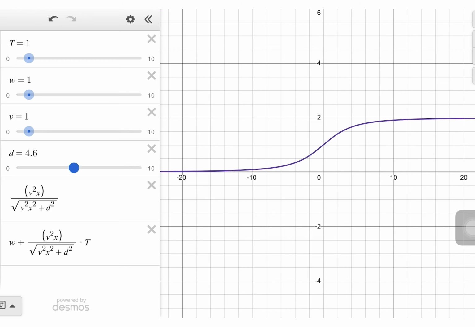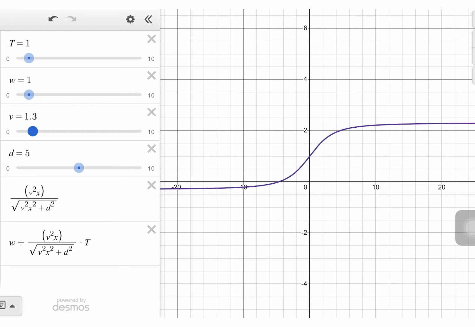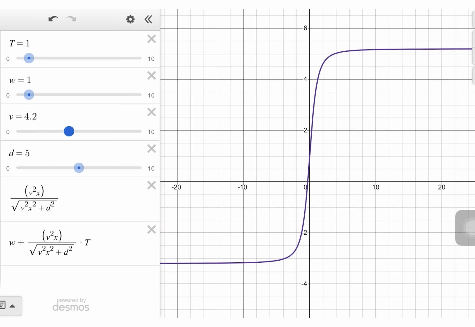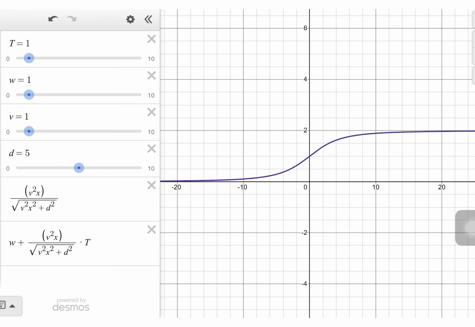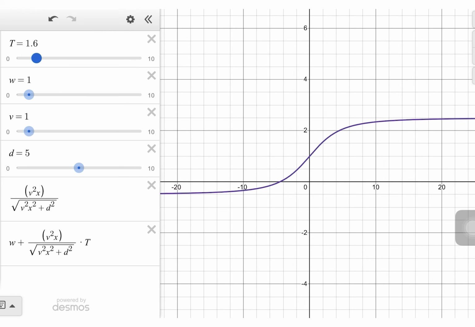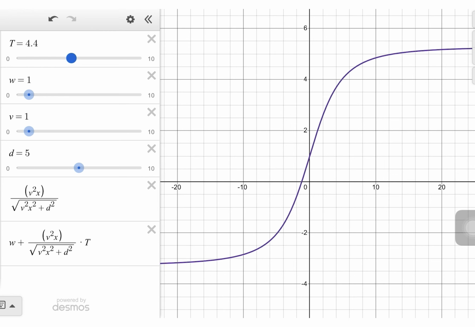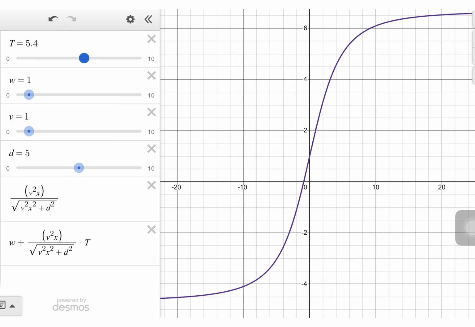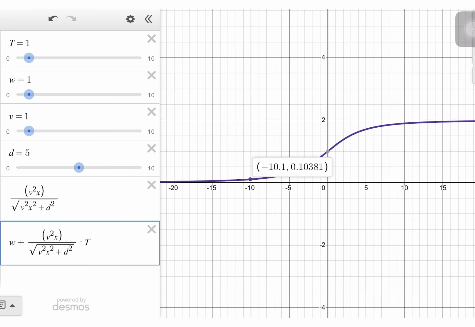If we make d longer, we see it takes more time for the graph to reach its horizontal asymptotes, which makes sense because it takes more time for h to approach L. If we change the velocity, the change in wavelength increases or decreases. Changing the actual wavelength shifts the graph up and down. Increasing the period of the wave also makes the change in wavelength increase because the object can travel farther in one wave cycle. All of this is so exciting.